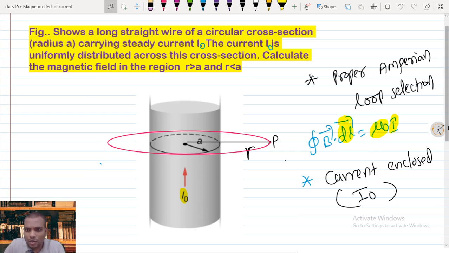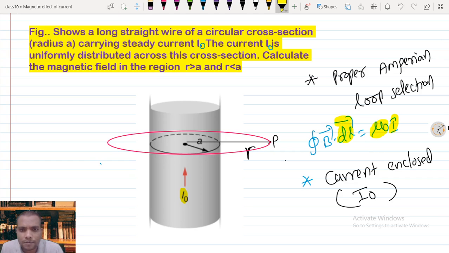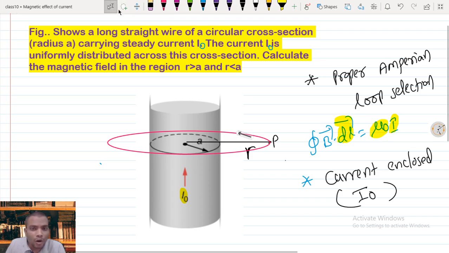And finally we need to bother about the closed integral of B dl bar. So what is dl bar here? dl bar is an elemental length in the Amperian loop. If I take a small element of length in the Amperian loop, not in the current carrying conductor, that is a very important point. So this small elemental length we need to consider in the Amperian loop. Here nothing to do with the current carrying element. So this is the small elemental length dl.